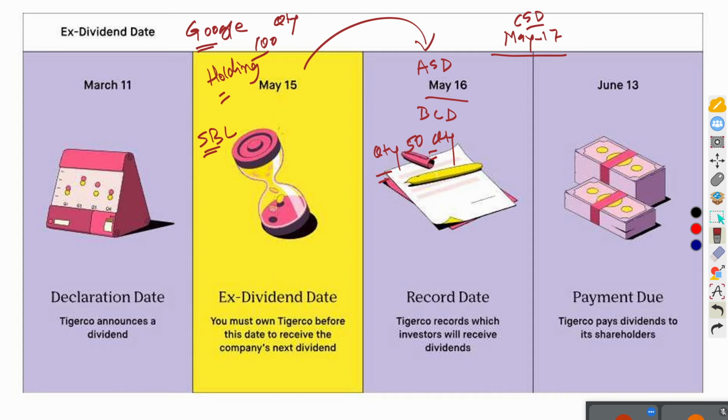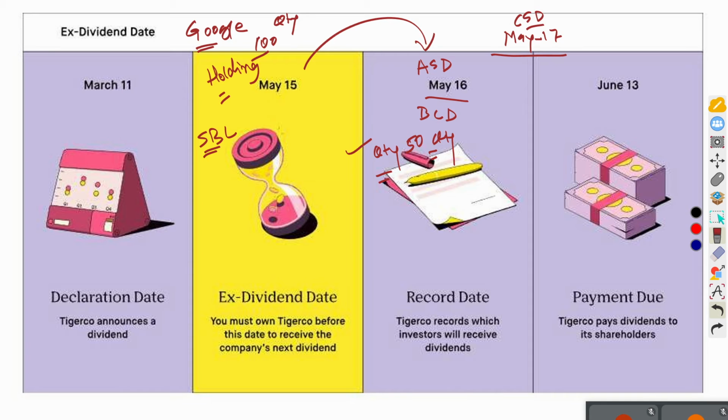Whosoever lent the security to the borrower, and the borrower is yet to deliver those securities to the lender on time, because of that the delivery got postponed. And on X date, you have ownership obligation, or you have the right to receive your securities. But due to SBL, you haven't received securities on time. So in the books of the company, the record date books, only 50 quantities are available.